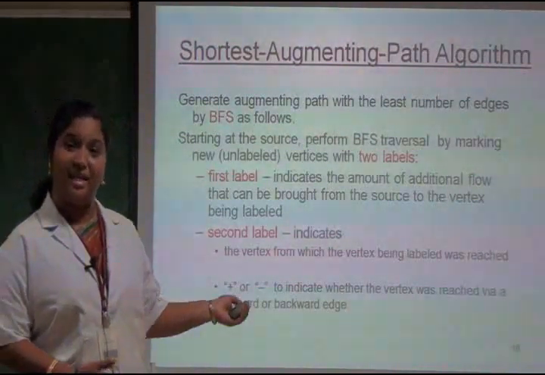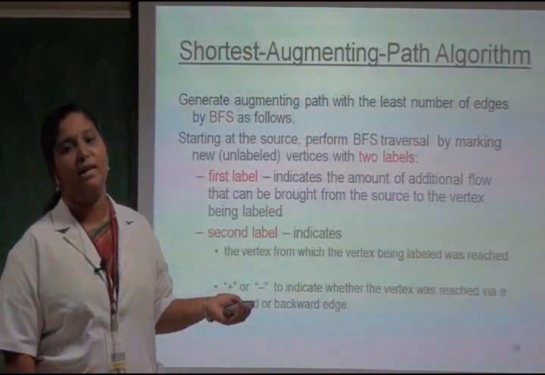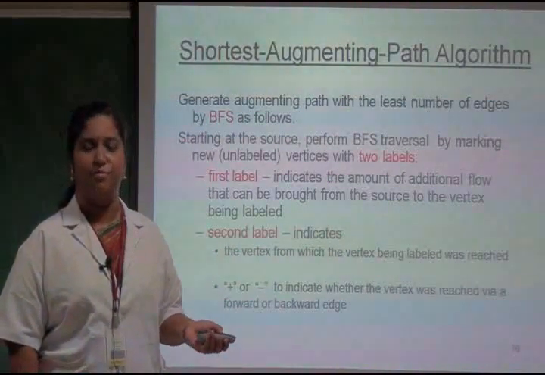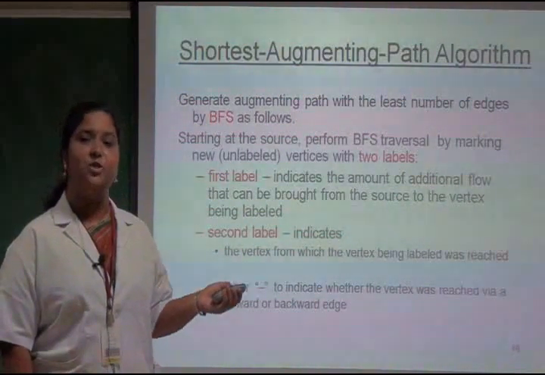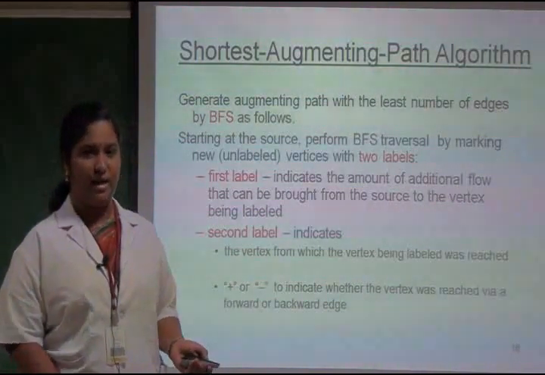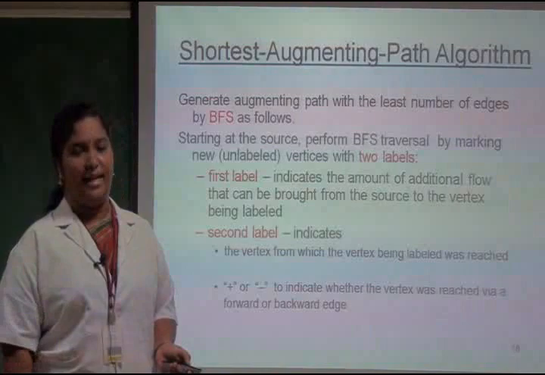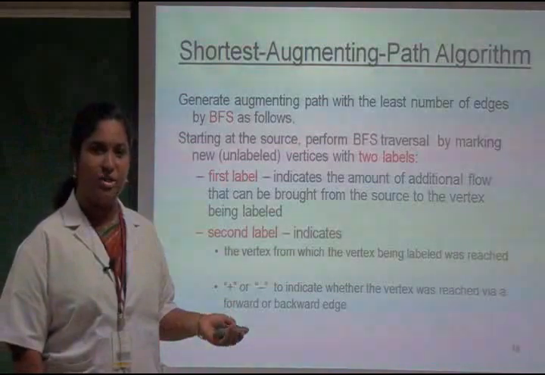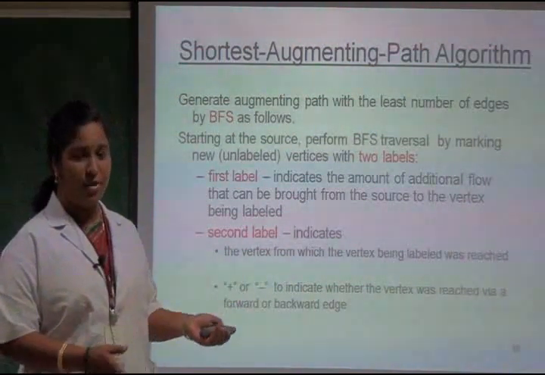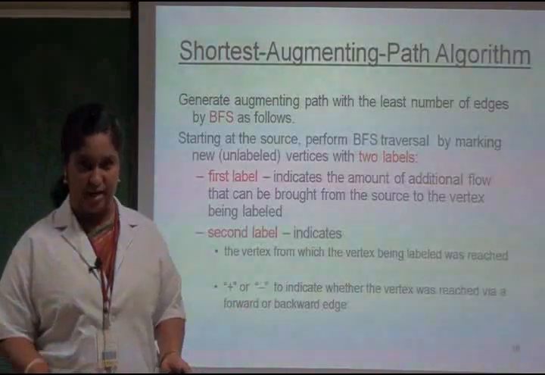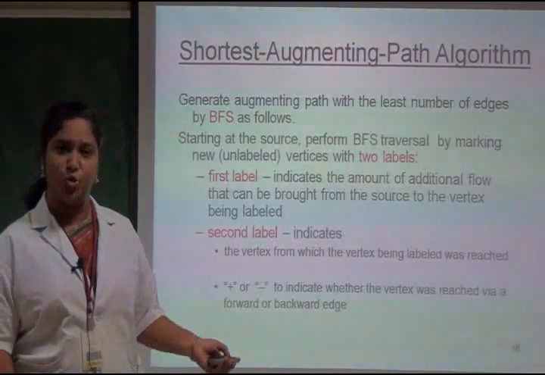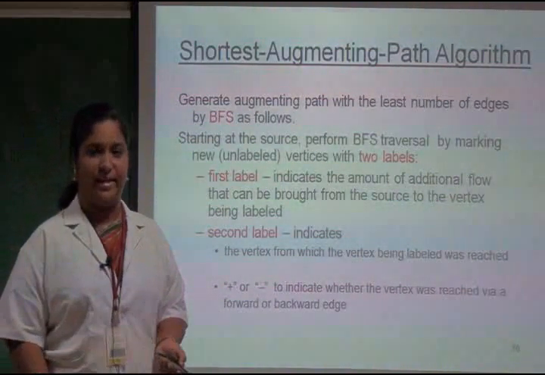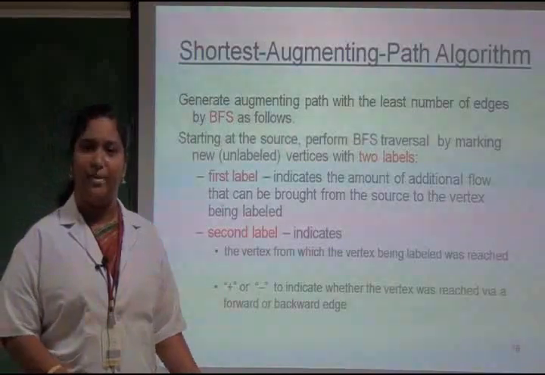So first we have to apply breadth first search, which is shortly known as BFS. So we have to traverse the graph by means of BFS, breadth first search. And here each vertex is given two labels, first label and second label. So first label indicates the amount of additional flow which can be brought from the source to this particular vertex. Whereas the second label is having two parts. The first part indicates the vertex from which this particular vertex was reached, and the second part of second label may be either plus or minus.